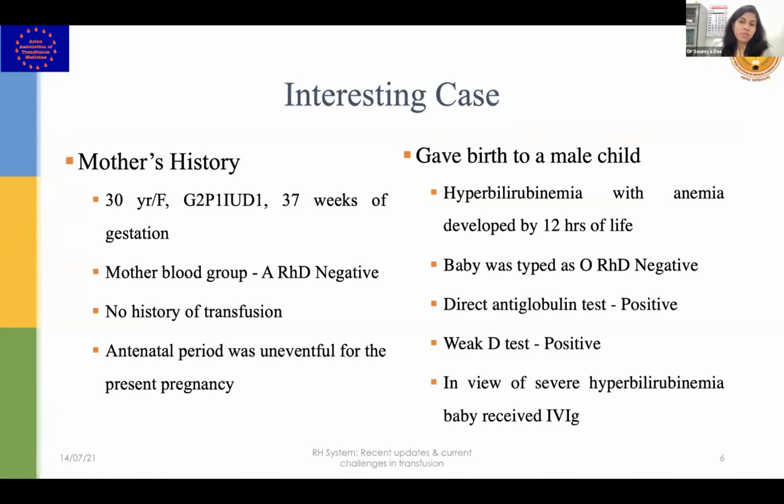This baby was typed as O RhD negative at the peripheral center. The baby's DAT was positive, and the peripheral center had also done a weak D testing, which turned out to be positive. Since it was a very severe hyperbilirubinemia, the center where the baby was being treated gave the child IVIG. But since both the mother's and the baby's blood groups were negative, our center received the samples to solve the dilemma of what was going on behind this.